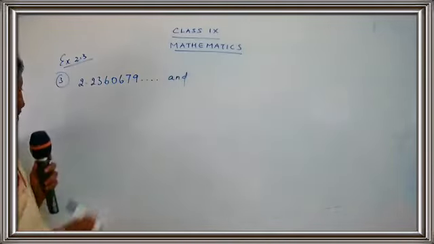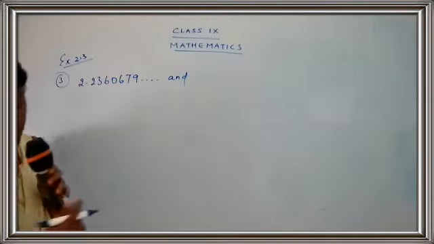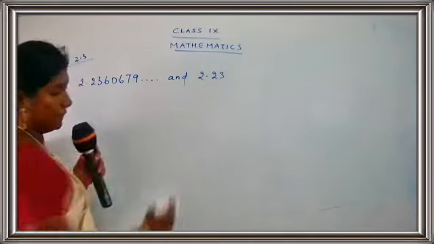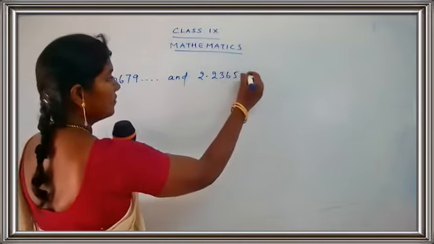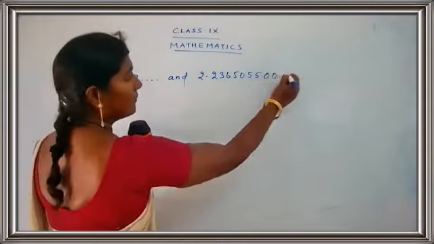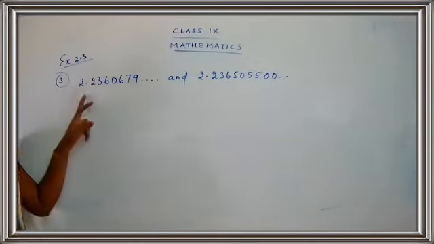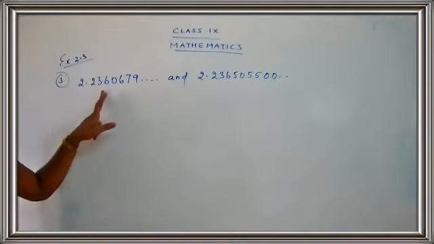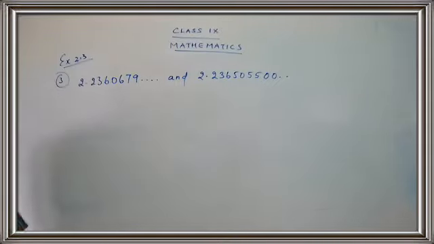And also you have to find the rational number between this number and one more number. What is that number? It's 2.236500500. So when you take down the number, children, be careful. Take two numbers together or three numbers together, so that you may not make mistakes. So it's 2.2360679 dot dot and 2.236500500.